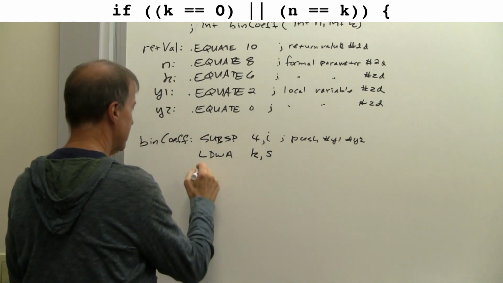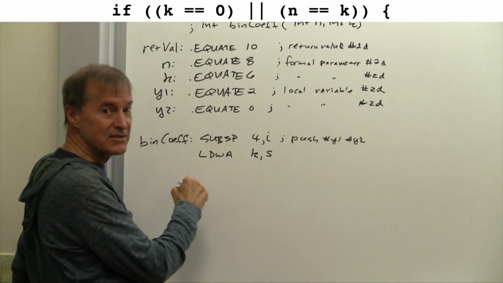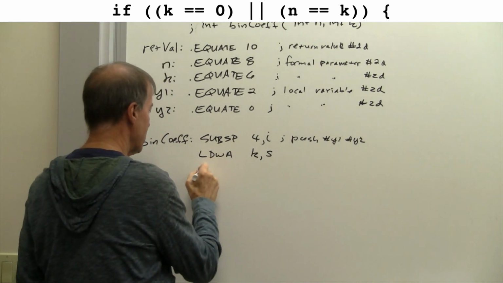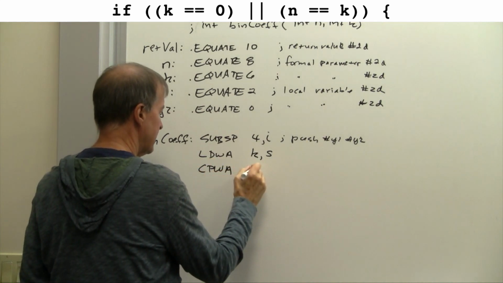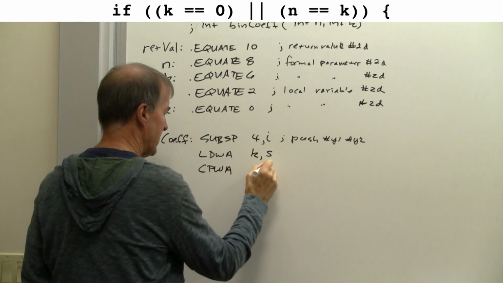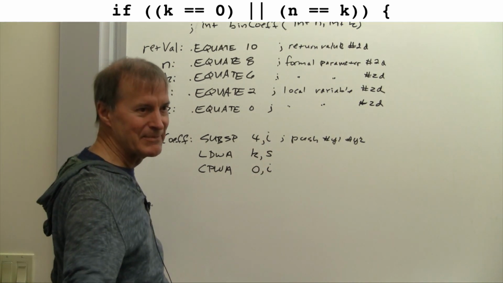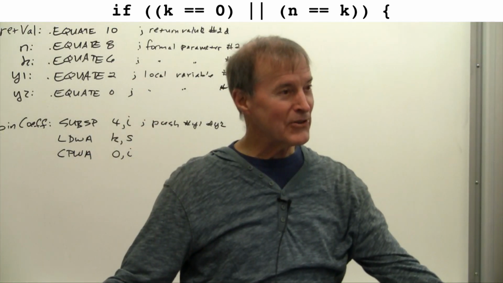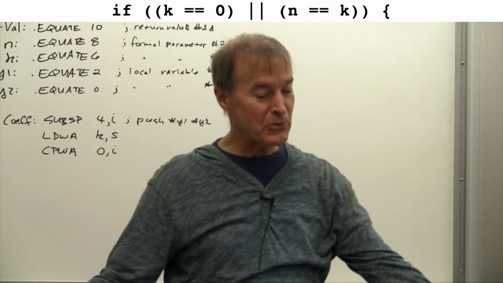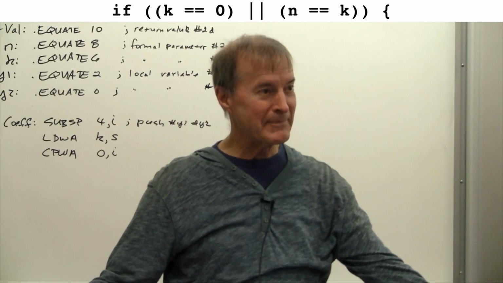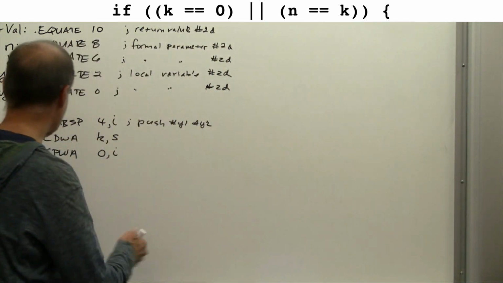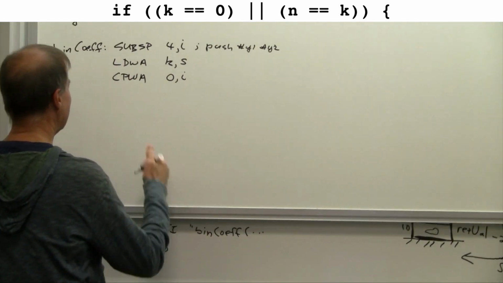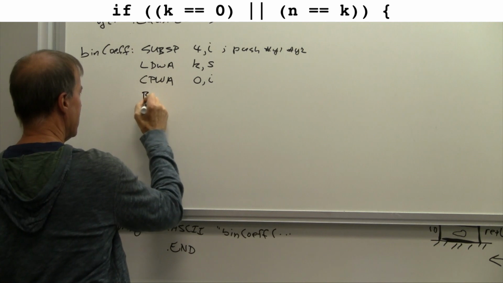Okay, so let's go ahead and do it explicitly. So compare word accumulator, what? 0, addressing mode? Immediate. Now we've got to figure out the branch. Okay, so now how do we know that we have to do the return 1 right off the bat? Yes. So this is branch, so what is this? Branch what? BR what?